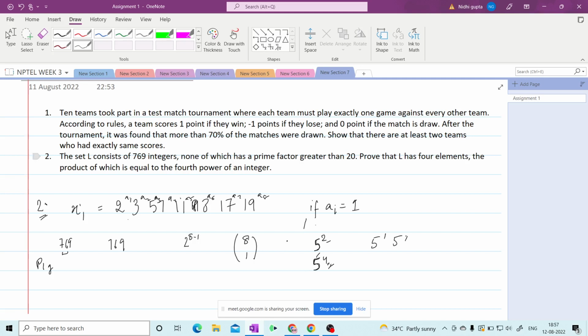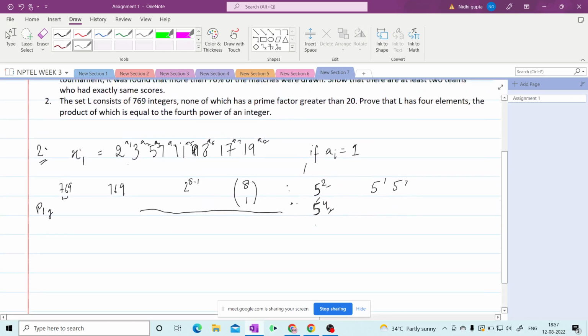Okay. I hope you're getting my point. That's why I was thinking of remainders having 0, 1, 2, 3, 4. I have a different approach. Should I tell that? Yeah, please tell.